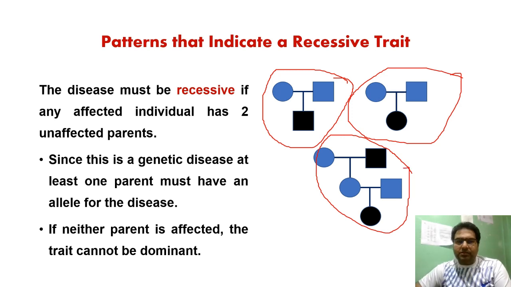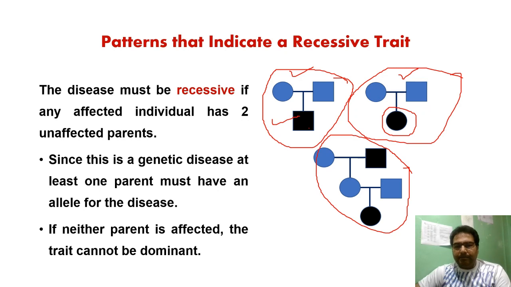Now, in this picture, we clearly see that the affected son has unaffected parents. Here the affected daughter, that is the diseased daughter, has unaffected parents. This is the mother of the son, this is the father of the son, this is the mother of the daughter, and this is the father of the daughter. Herein, the disease must be recessive if any affected individual has two unaffected parents. Here the two parents are unaffected, so it means the disease is recessive.